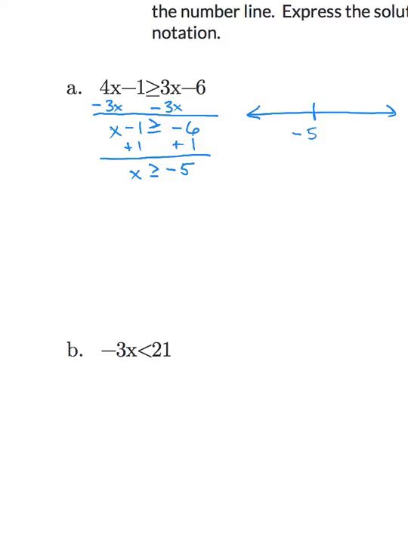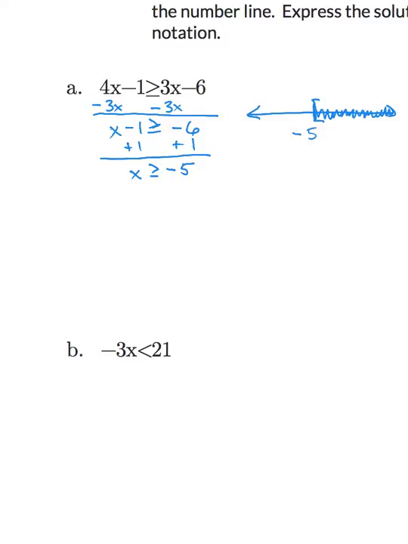So from here, we want to go ahead and shade the side indicated by our inequality. We want numbers that are larger than negative 5, or since our variable is on the left, we can follow our arrow and shade to the right. At negative 5, since it is included, we will use a square bracket opening towards the shading.